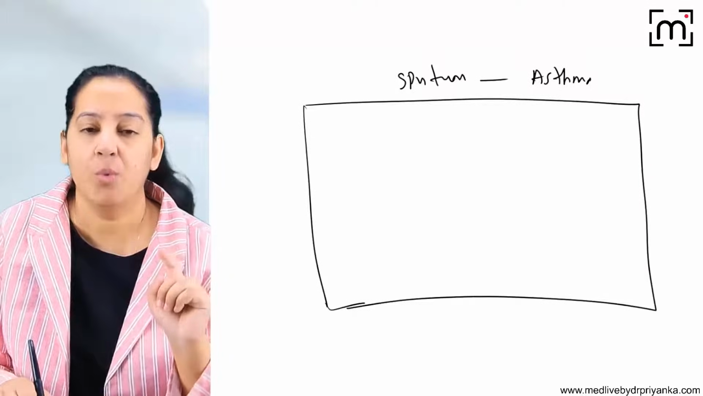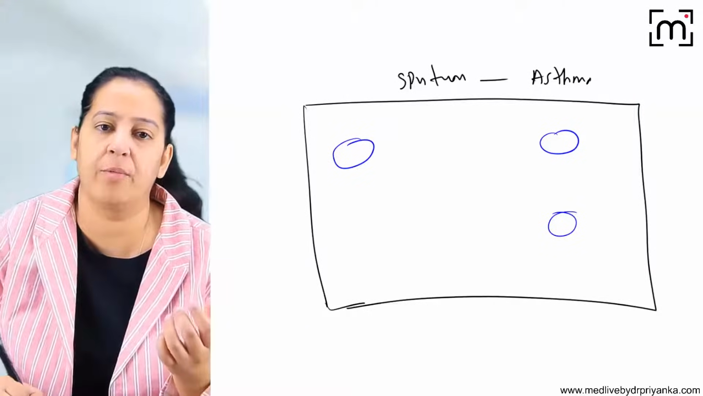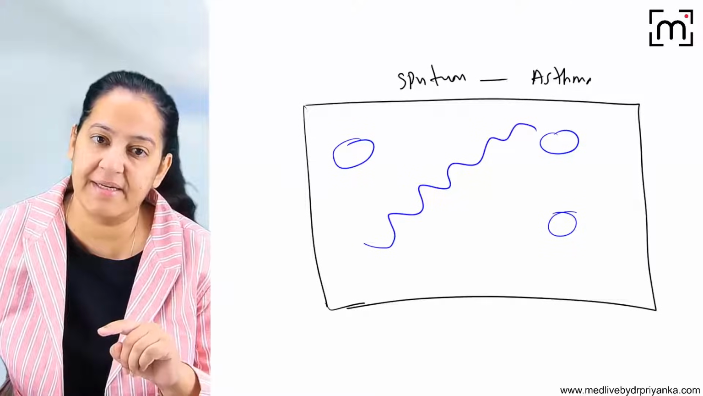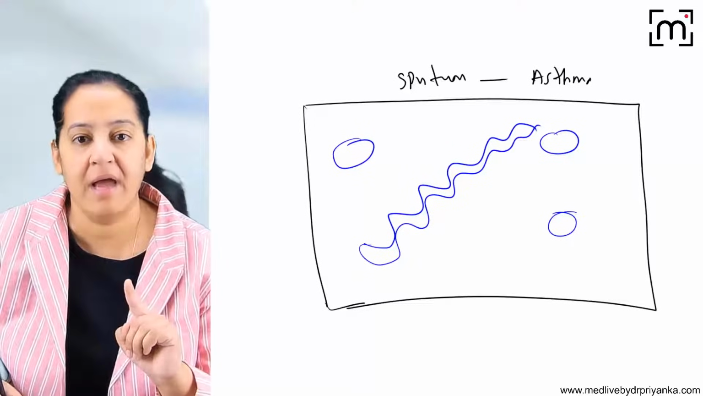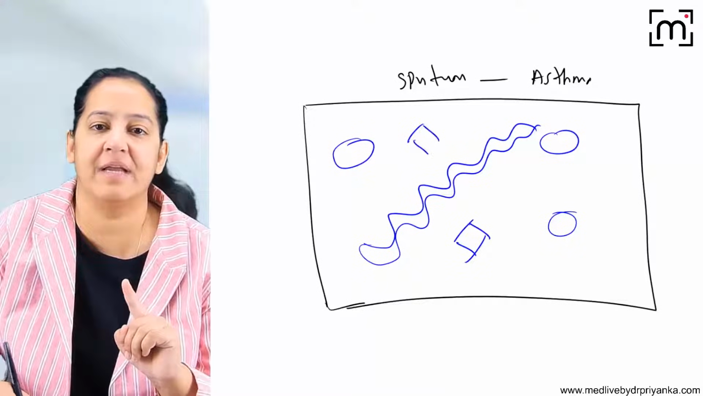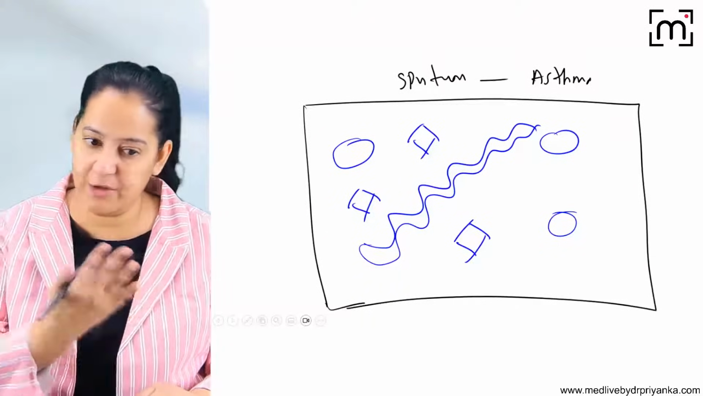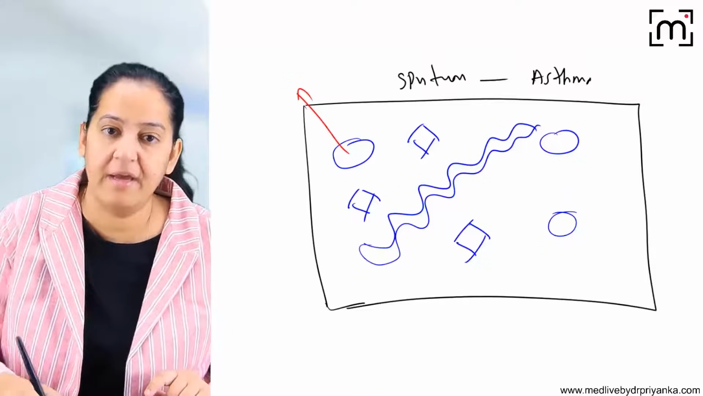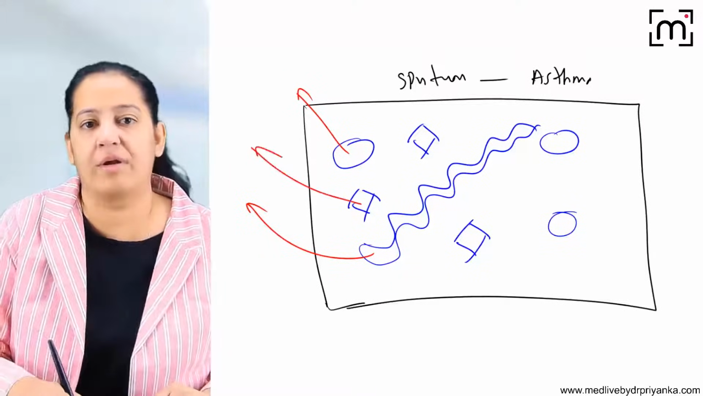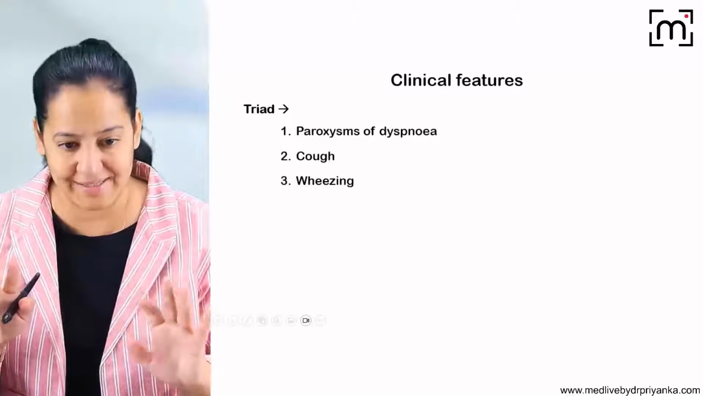What is triple C? One, degenerated mucous cells, that is Creola body. You can draw a few Creola bodies. Two, completely dislodged respiratory mucosa, that is known as Curschmann spiral. And the third is diamond-shaped crystals, that is Charcot-Leyden crystals, due to eosinophilia. And you can draw many eosinophils also. So that is the triple C. You should label it Creola body, Curschmann spiral, Charcot-Leyden crystal. So please label the triple C, that is the microscopy.